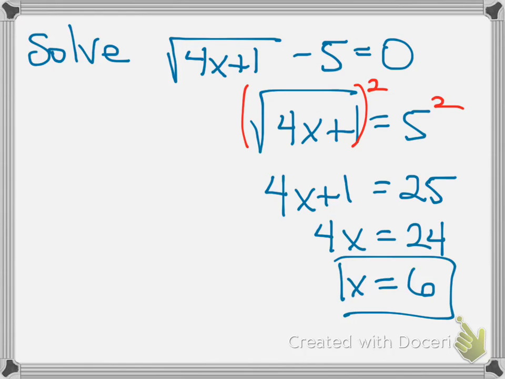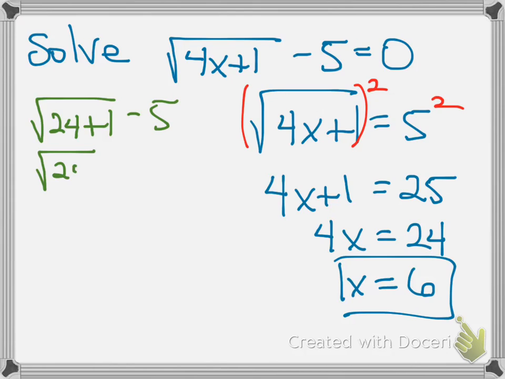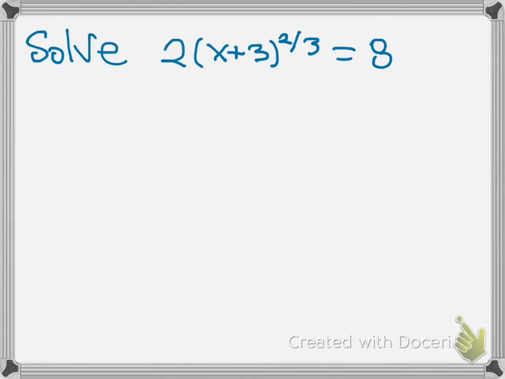So if we plug 6 in for x, we get 4 times 6, which is 24, plus 1 minus 5. And of course, 24 plus 1 is 25, so we've got the square root of 25 minus 5, which is just 5 minus 5, which is 0. So we did that one correctly. Okay, let's try another example.